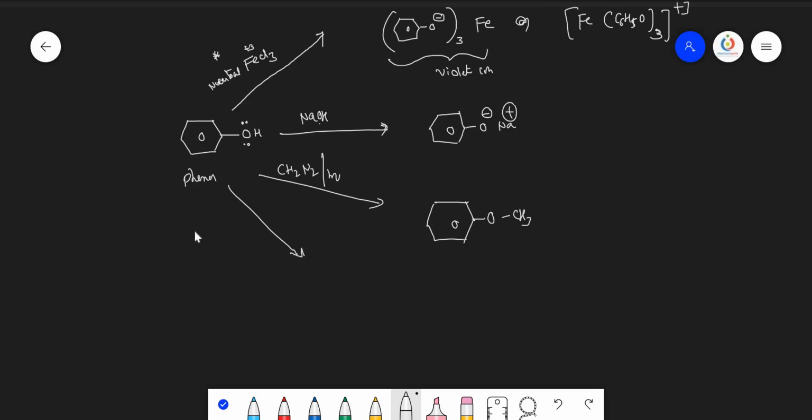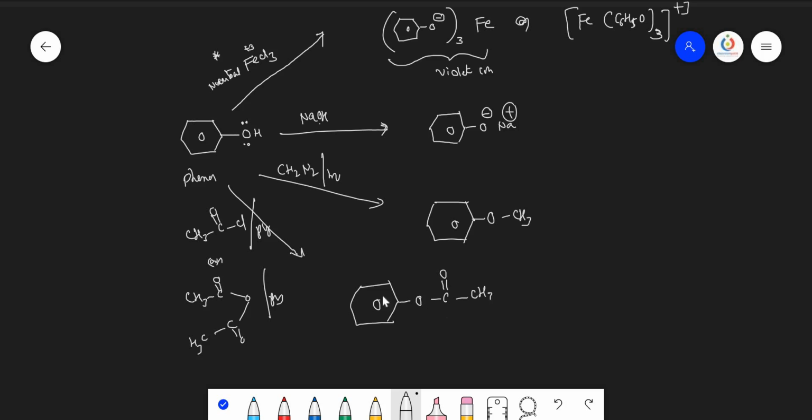Then subject this phenol with CH3 C double bond O Cl in the presence of pyridine. This is acid chloride, or you can use the acetic anhydride also, CH3 C double bond O, O, C double bond O CH3. You can use this one in the presence of pyridine. Basically, this is the alcohol group, these are acid compounds, so they form the ester. O C double bond O CH3.